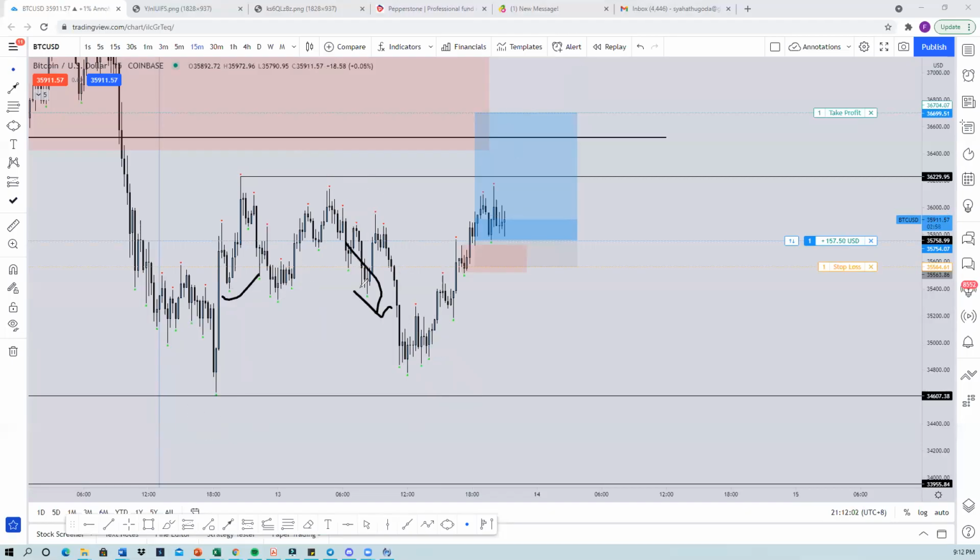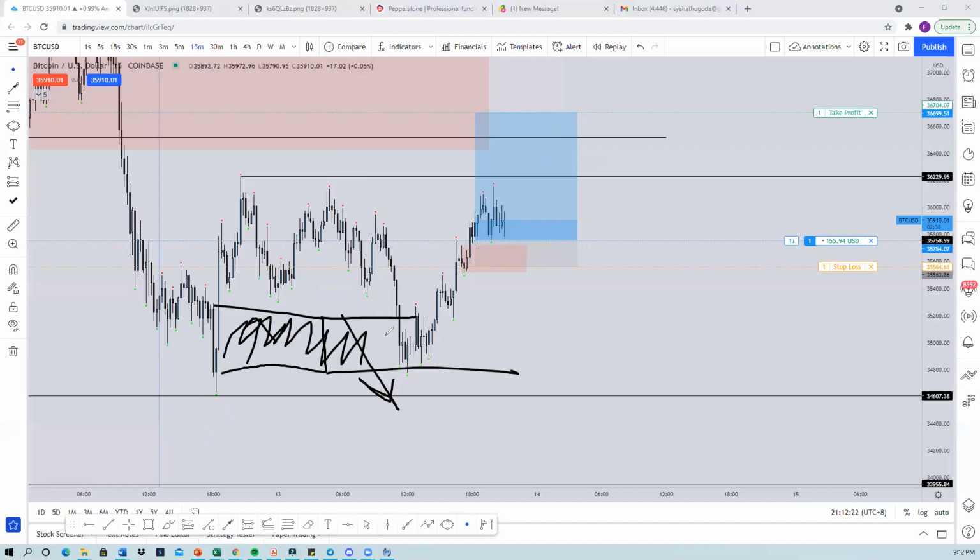So when price comes here and it reacts, what is it going to be? Is it a fake move? Yeah, it's a fake move. Why is it a fake move? Because we still have this part yet to be filled up by the right side. So this is a balanced price range.